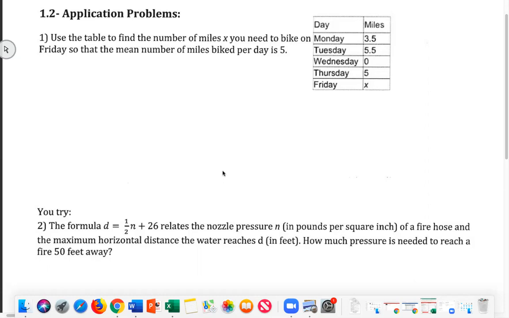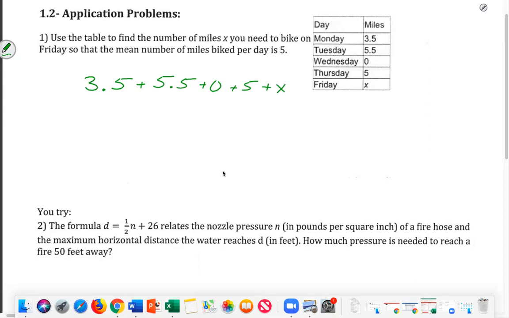And Maddie's thinking back there, why don't we just call it average? And I do. Why do we have to have a second name for something? But whenever you see the mean, I think it's mean for me to make you find the mean, because it's the average. You have to add them all up and then divide by how many numbers you have. So first thing I want you to do is let's add up all these numbers. Everybody write 3.5 plus 5.5 plus 0 plus 5 plus x.